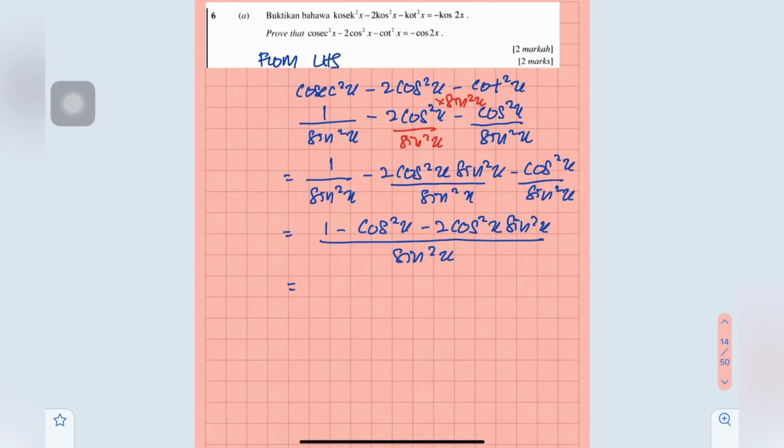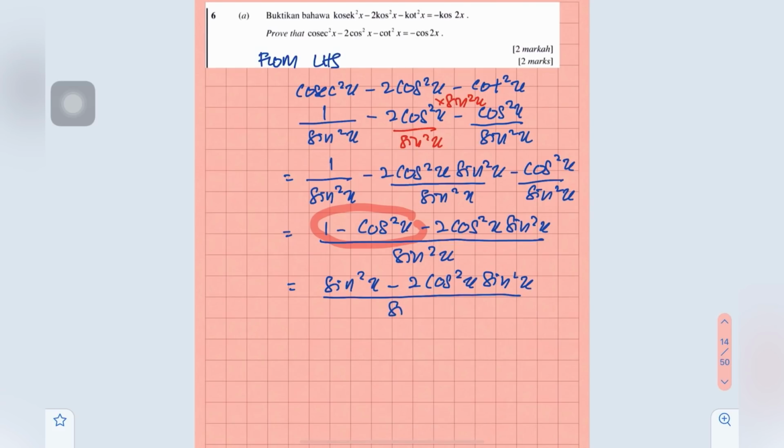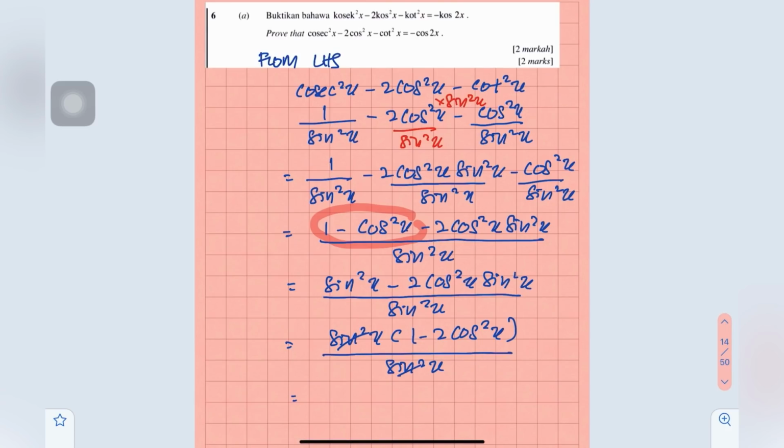Okay, by using basic identities, kita ada sin squared plus cos squared equals to 1. Jadi kalau 1 minus cos squared yang ni, kita boleh gunakan basic identity yang pertama, which is equals to sin squared x, minus 2 cos squared x sin squared x, bahagi dengan sin squared x. Okay, so kita factorize. Sin squared x is 1 minus 2 cos squared x, bahagi dengan sin squared x. So ni kita boleh eliminate. So kita dapat 1 minus 2 cos squared x.